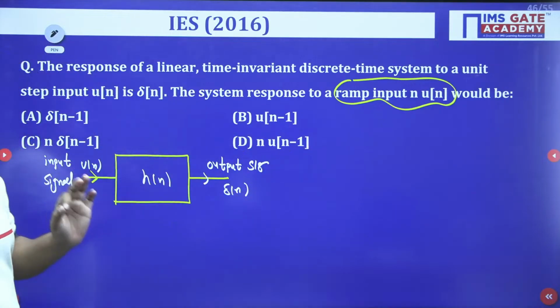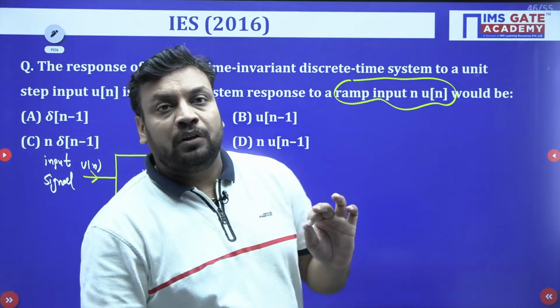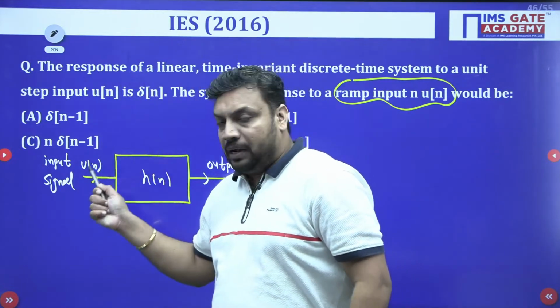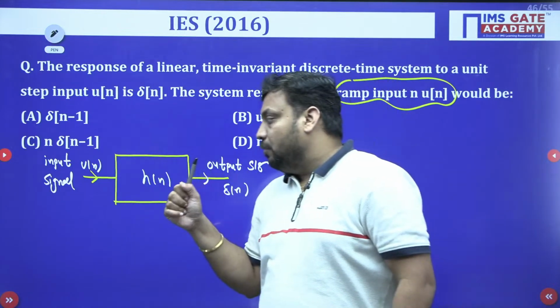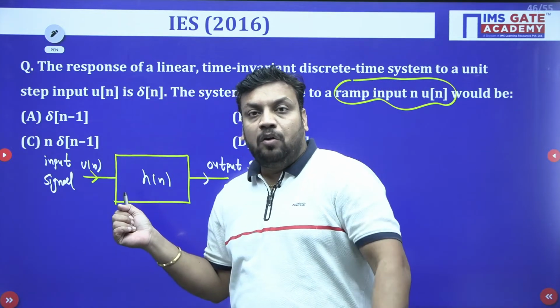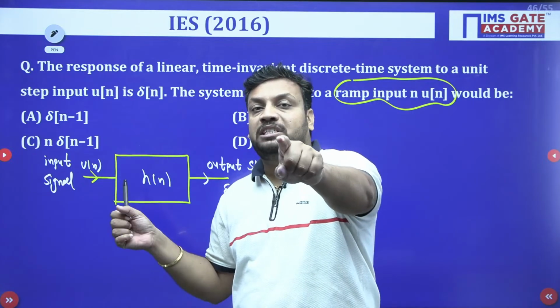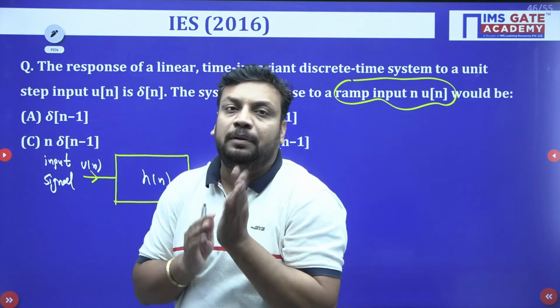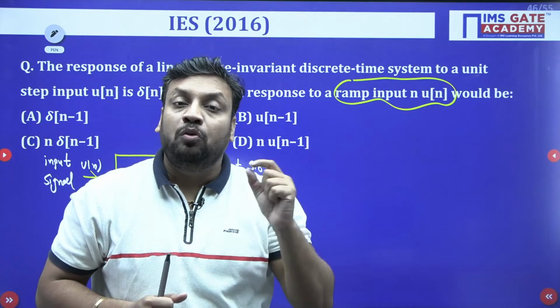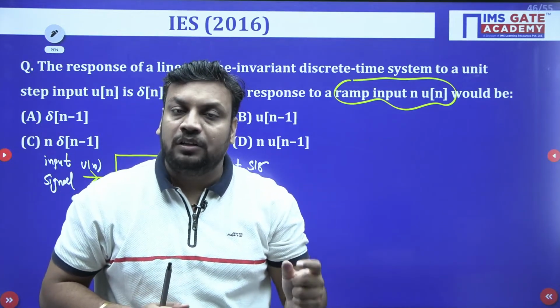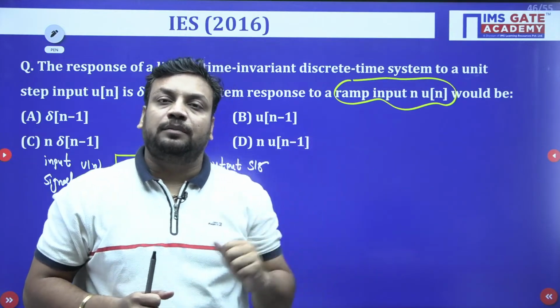Tell me, students, I am just asking a simple question. If a step input is applied at the input and the output is an impulse, then what should be the system? What do I need to perform with the step signal so that it will become an impulse signal? What do I need to do with the step signal so it will become an impulse signal?